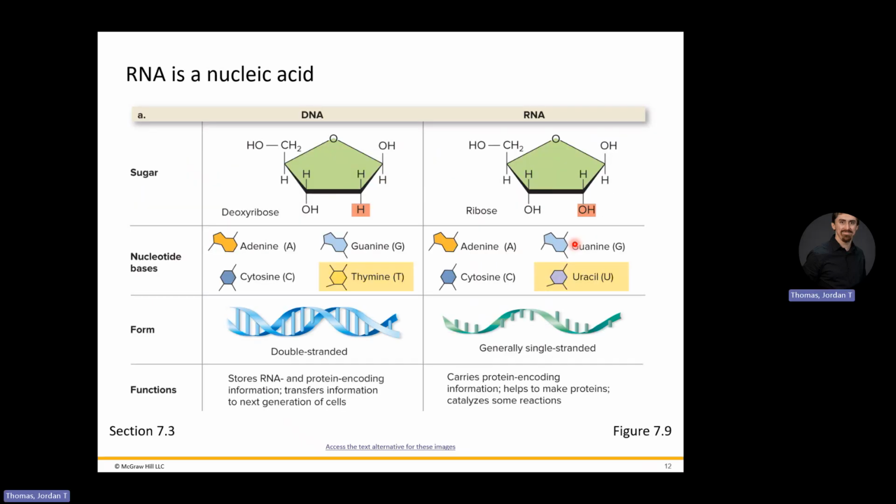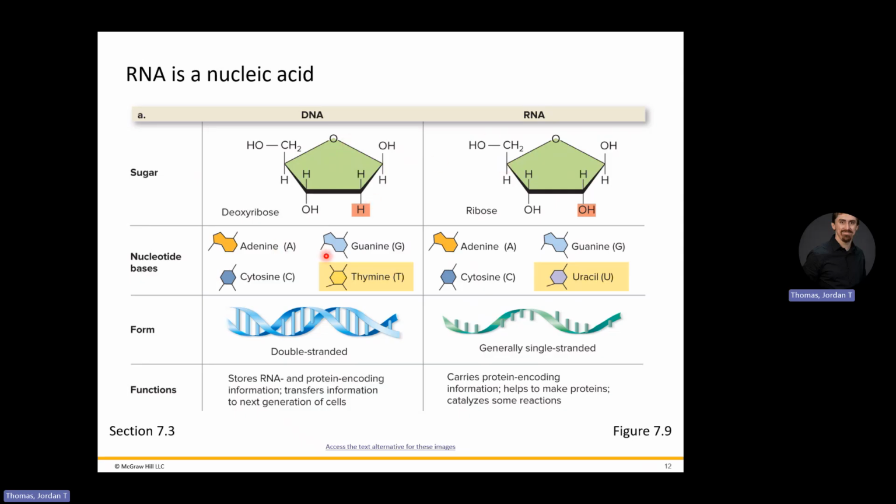Now, we do need to talk about RNA though. RNA is another nucleic acid and it's slightly different from DNA. In terms of the sugar, the nucleotides in DNA have deoxyribose. RNA stands for ribonucleic acid. It's ribose because we use ribose as a sugar. So instead of deoxyribose, we use ribose.